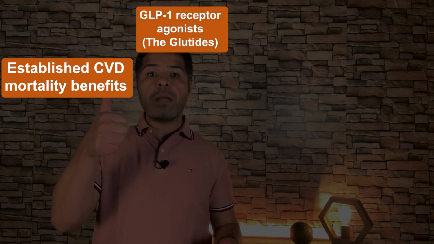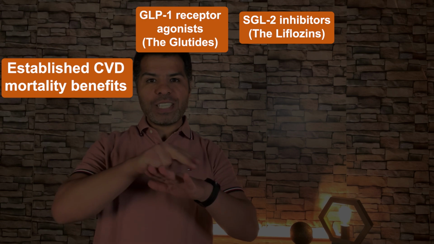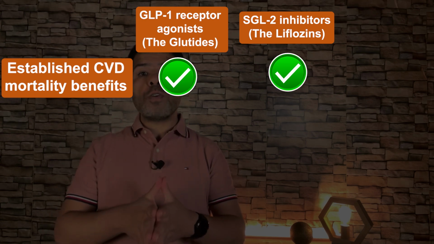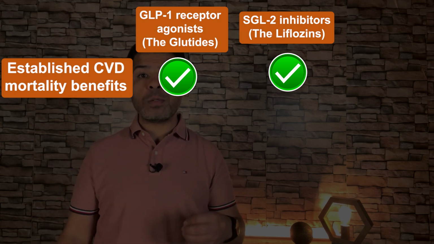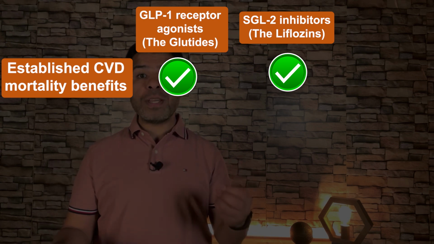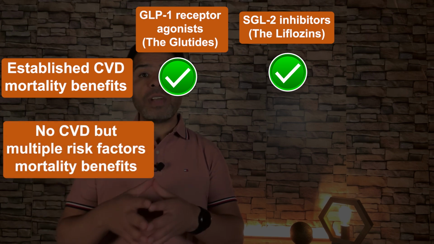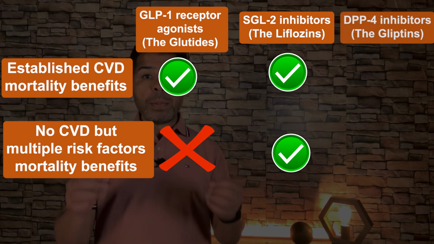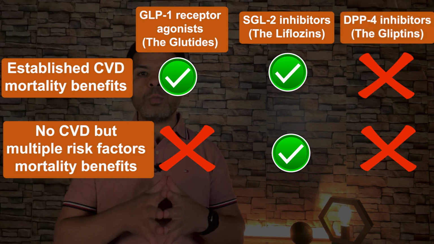GLP-1 receptor agonists, the glutide family, and SGLT2 inhibitors, the liflozin family, hopefully these names will stick in your mind, are associated with a decrease in overall mortality in people with diabetes and established cardiovascular disease. The SGLT2 inhibitors, the liflozin family, appear to decrease mortality even in those without established cardiovascular disease but with multiple cardiovascular risk factors. DPP4 inhibitors, the gliptin family, do not have any cardiovascular mortality benefit.